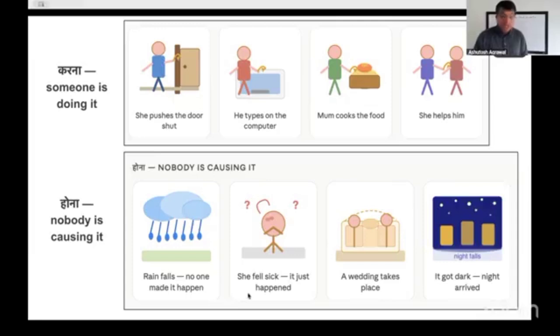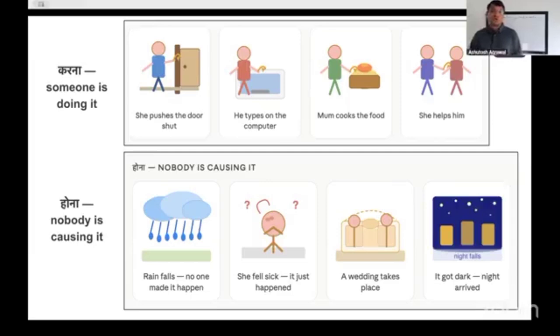I cannot say that. Okay? Or, as Sharon ji mentioned, you can argue that मैं बीमार कर रहा हूँ, I'm causing the sickness, but generally speaking, she just fell sick. It just happened. She fell sick. The wedding took place and it got dark. The night arrived basically, right? So nobody is causing the second category of the verbs.